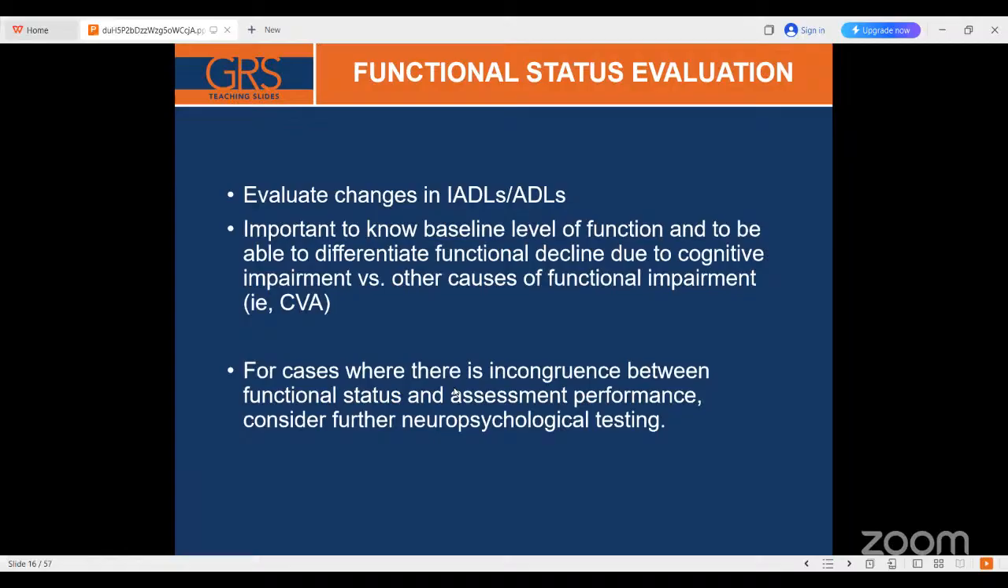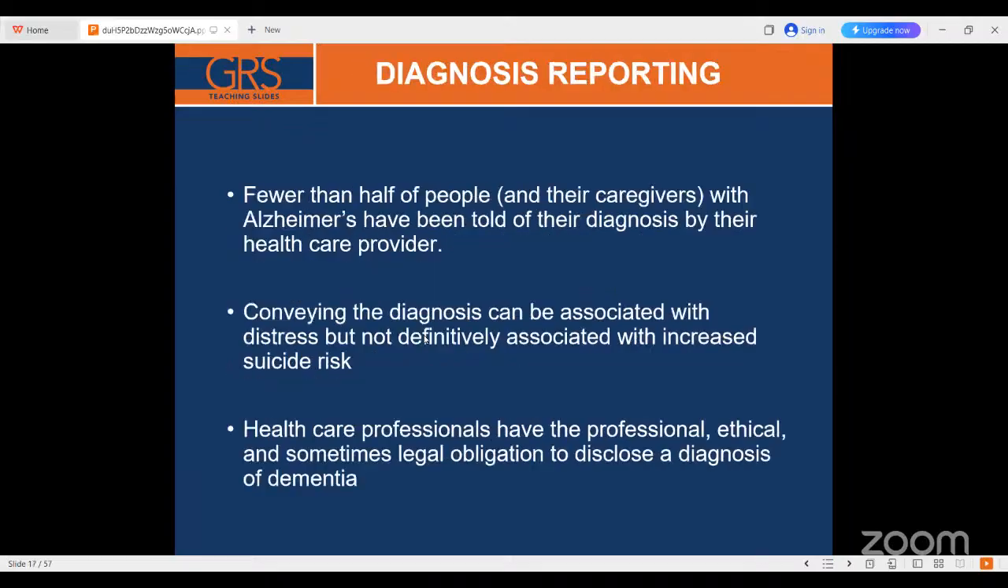Then we have evaluation of daily activity level. It is important to know the baseline level of function to be able to differentiate functional decline due to cognitive impairment from other causes of functional impairment. For cases where there is incongruence between the functional status and assessment performance, consider further neuropsychiatric testing. If there is any discrepancy between what is expected from history and examination and the assessment that you do, then we have to do more testing and more imaging to find the cause.